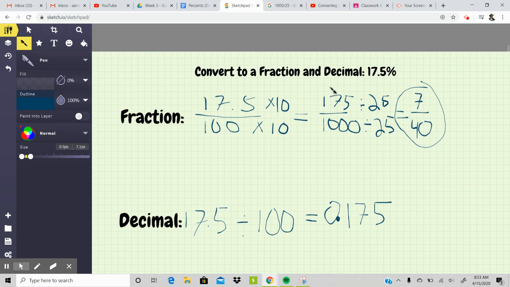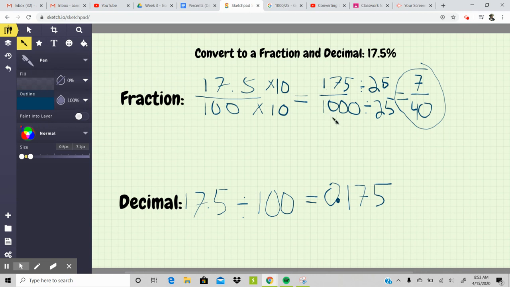And this fraction technically would work, but I want to reduce my fraction to simplest form, and I recognize that 25 goes into both of these numbers. So I divided the top and bottom by 25, and 175 divided by 25 is 7, and 1,000 divided by 25 is 40. And so you get 7/40ths as your reduced answer. If you had noticed 5 went into both of these numbers, you could have done that, and it would have just added another step, but you would have still gotten the answer you're looking for.